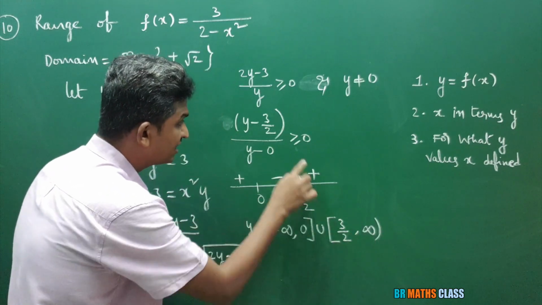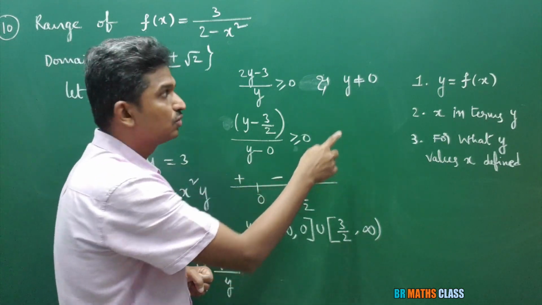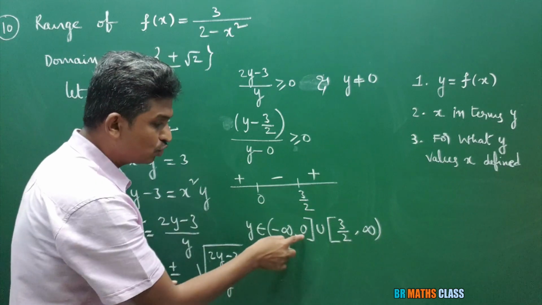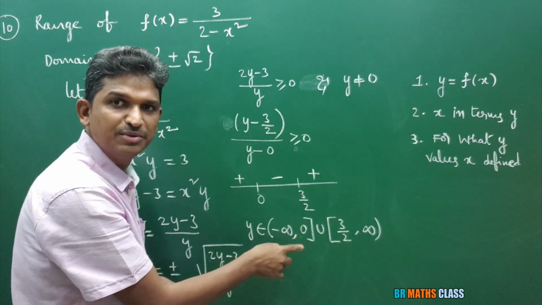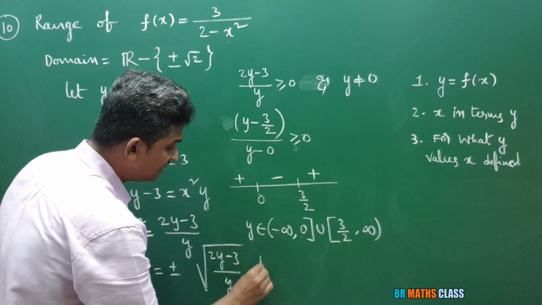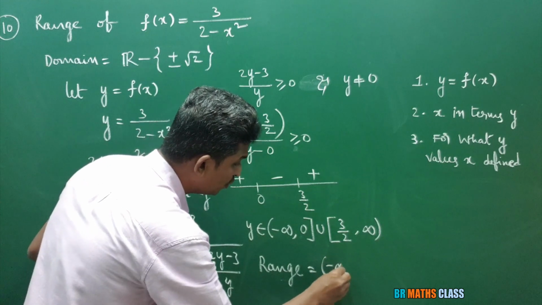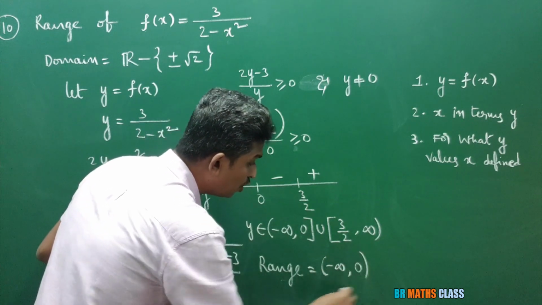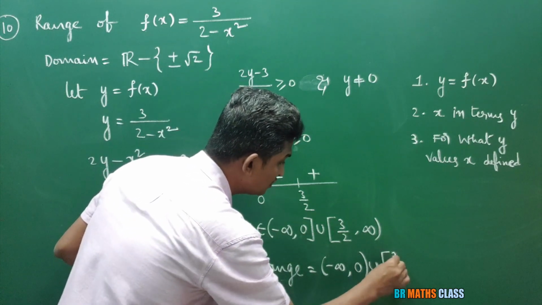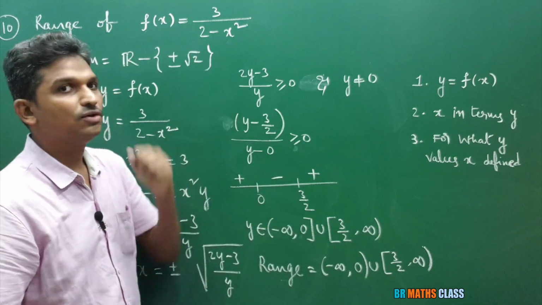Why did I write closed brackets? Because here greater than or equal to is there, so I need to consider this also. But y cannot be equal to 0. In this interval, closed 0 is there, which means 0 is included. But y cannot be 0, so I need to remove 0 for the range. What is the range of this function? The range of this function is open interval minus infinity to open 0, where open 0 means 0 is not included, union closed 3 by 2 to infinity. This is the range of this function.